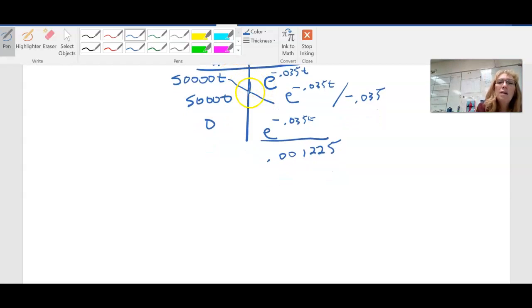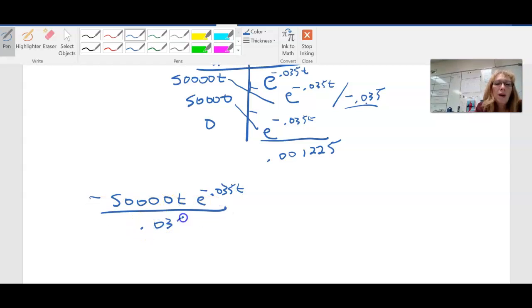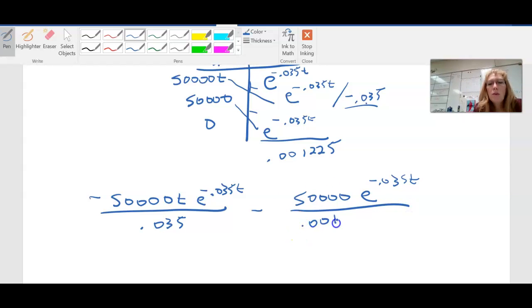So we're going to multiply. This is add, multiply, this is subtract. But remember, there's a negative down here. So this is really negative 50,000 t e to the negative 0.035 t all over 0.035, minus 50,000 e to the negative 0.035 t all over 0.001225. All right, you're going to integrate from 0 to 5.